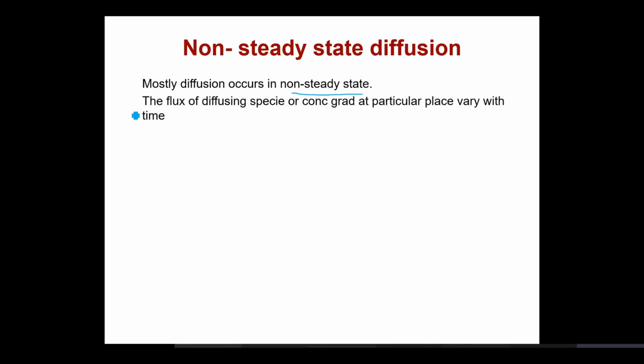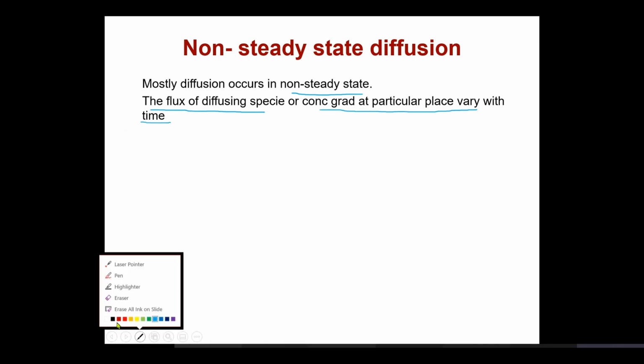Now, so far you have seen the case of steady state diffusion. We'll now be looking into the concept of non-steady state diffusion process. Mostly diffusion occurs in non-steady state condition. What is happening is that the flux of diffusing species or concentration gradient at a particular space is varying with time.